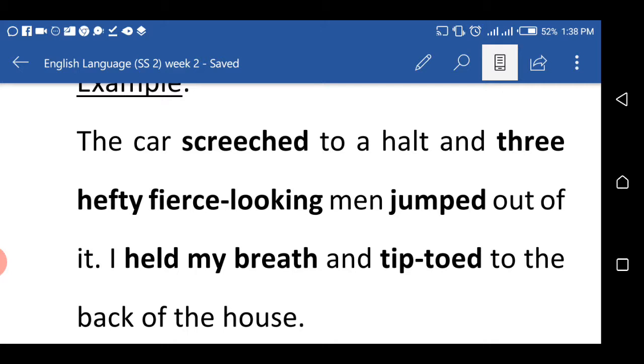These are the expressions that create the scene, the event in the reader's mind. So the reader sees himself or herself as being present when the situation or the event was taking place. So with these words in bold, the reader would vividly see, imaginatively, how the situation or how the event occurred.